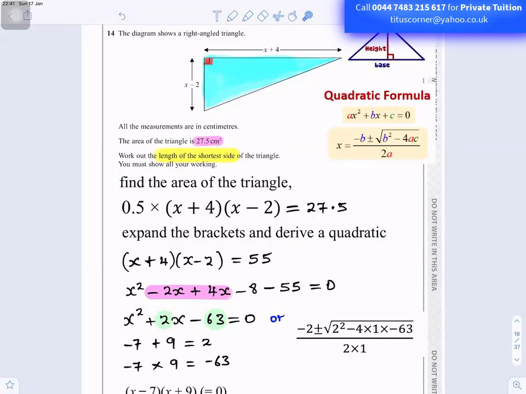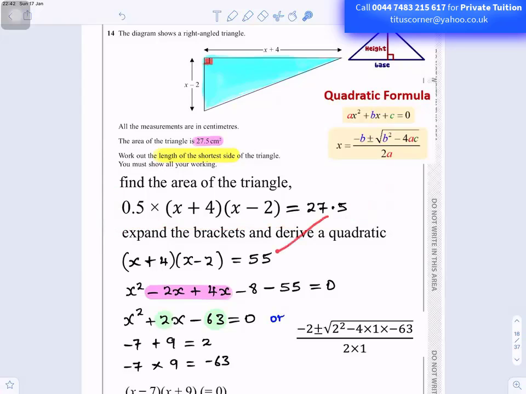To expand the bracket using the first, outer, inner, and last method, x times x gives you x squared. x times 2 gives you minus 2x. 4 times x gives you 4x. 4 times minus 2 gives you minus 8. And then, because we had a half there, it's 1 over 2. If we take the 2 to the right-hand side, it becomes times 2.